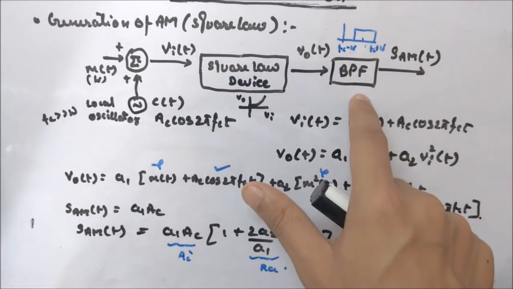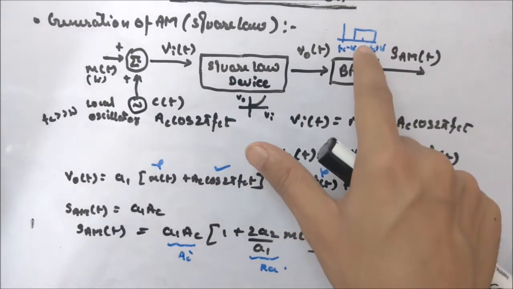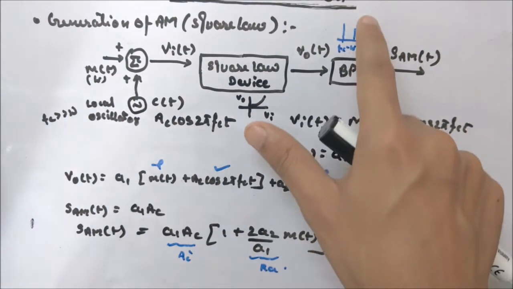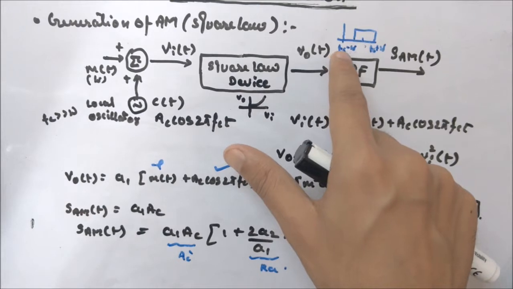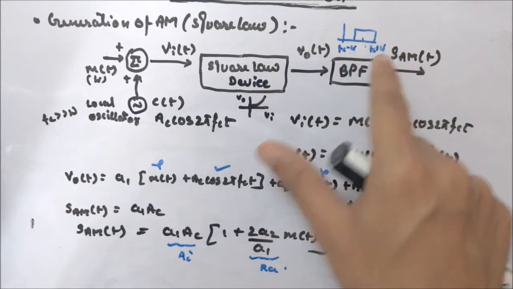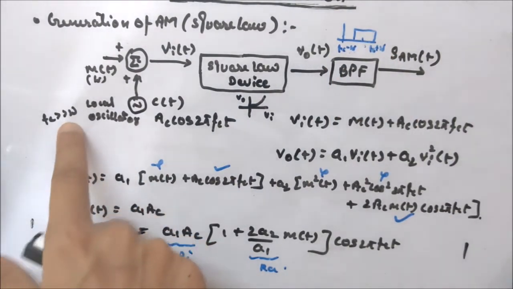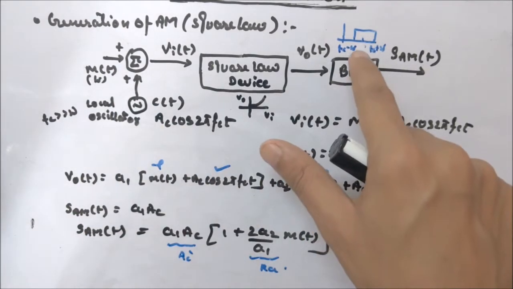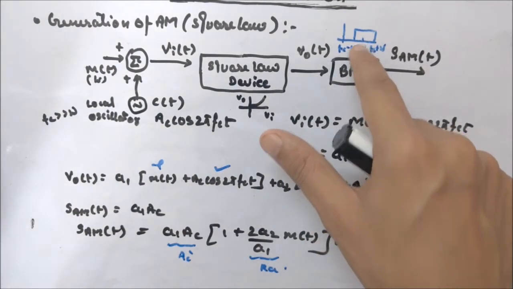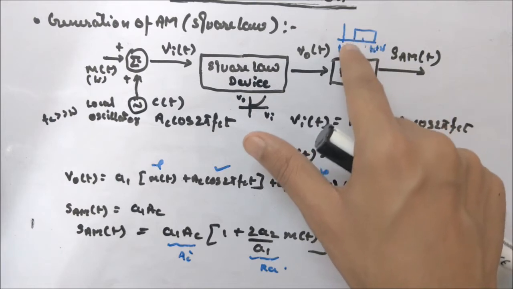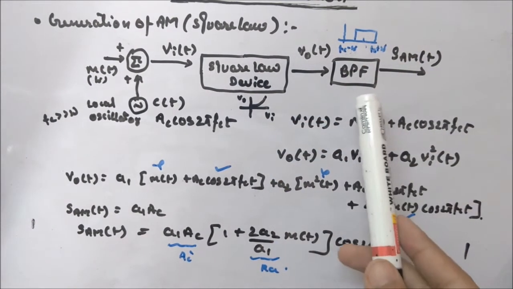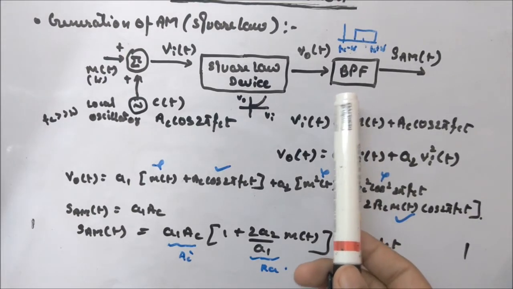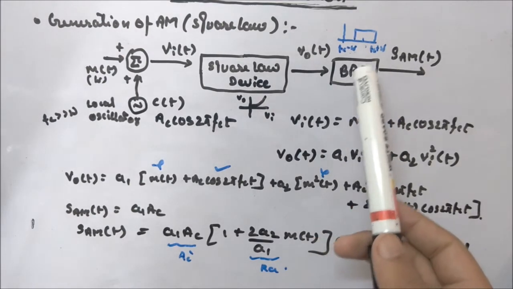It goes through a band pass filter which has a center frequency of Fc, and the bandwidth is from Fc minus W to Fc plus W, where Fc is very much greater than W. So here the center is Fc, this point is Fc minus W, and this point is Fc plus W. This is how the response of the band pass filter will look.